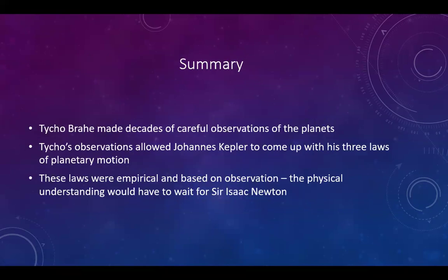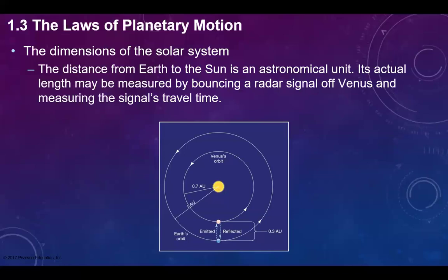So Tycho Brahe made decades of careful observations of the planets. Tycho's observations allowed Johannes Kepler to come up with his 3 laws of planetary motion. And these laws were empirical and based on observation, and the physical understanding would have to wait for Sir Isaac Newton.